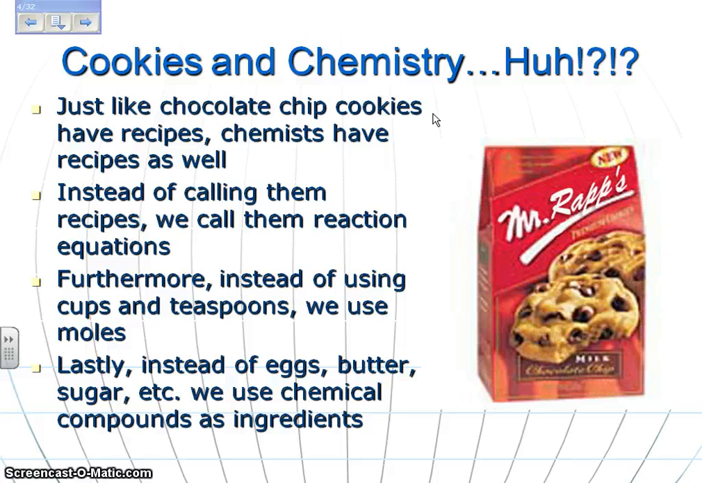Well, what do cookies and chemistry have to do with one another? Well, just like chocolate chip cookies have recipes, chemists have recipes as well. And instead of calling them recipes, we call them reaction equations. And instead of using cups and teaspoons, we use moles. And since we can't measure things exactly in moles, we measure things in grams, then convert them to moles, and then we can do our recipe based upon our mole conversions. And the last thing, instead of using eggs, butter, and sugar, we use chemical compounds as our ingredients.